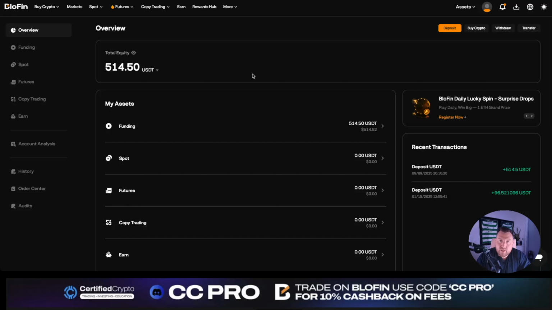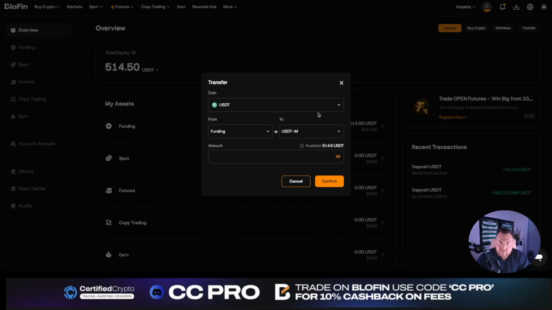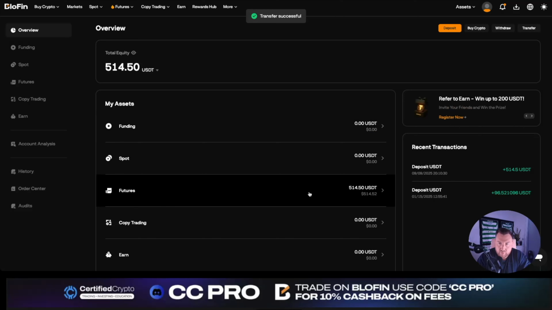We're going to be placing leverage trades, so we need them in our futures account. But it's super easy to transfer. So you just hit transfer, top right hand corner. You want to move it from funding to USDT M. Select all, confirm, and it will move it over to your futures account.